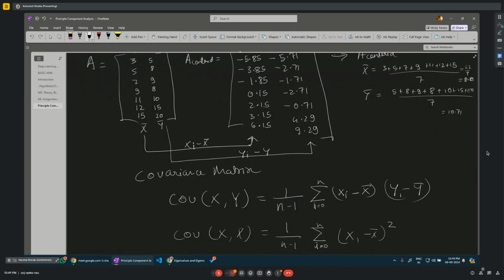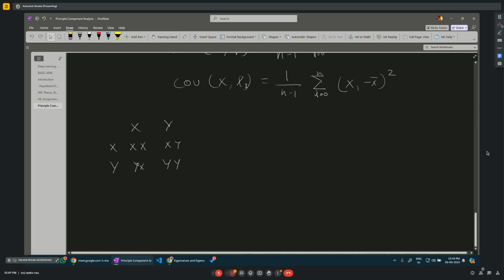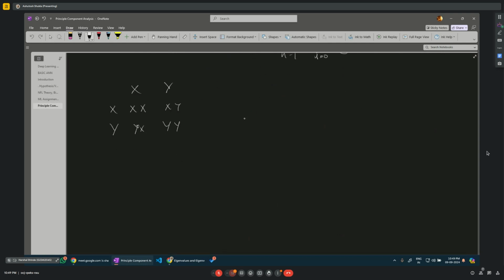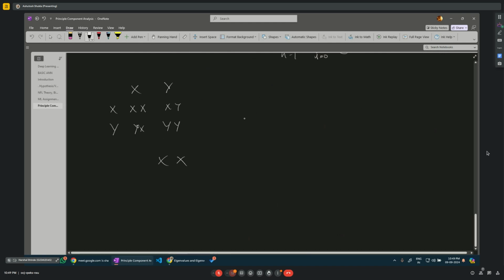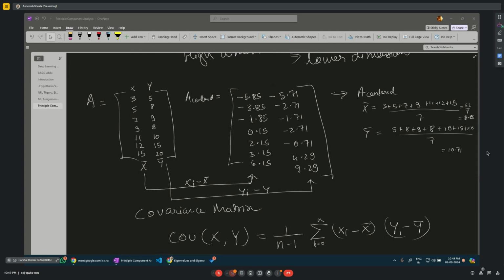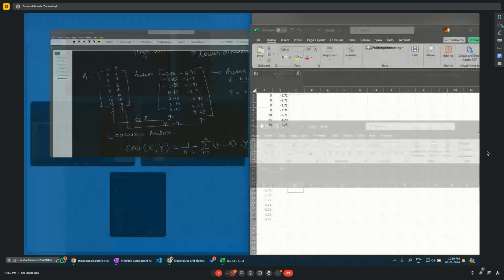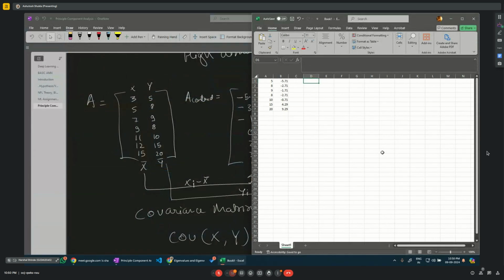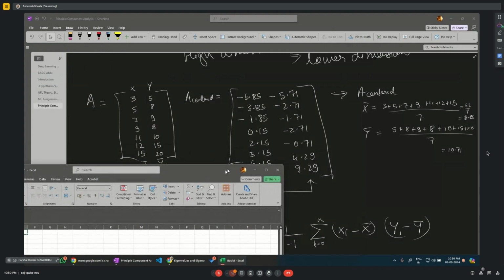Let me remove these extra arrows. There we go. So yeah, let's start with that. So for covariance, let's find first xx, which is basically we multiply this by itself. So let me, oh, I will have to write this down again. So let me do it on Excel. I'll just quickly do it on Excel actually. This is going to be 3, 5, 7, 9, 11, 12, 15. That's because I deleted it. And what was it? 8.85, right?